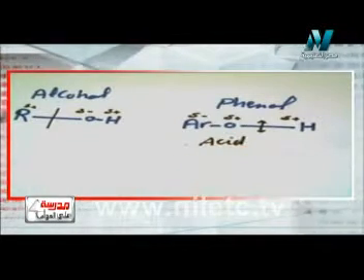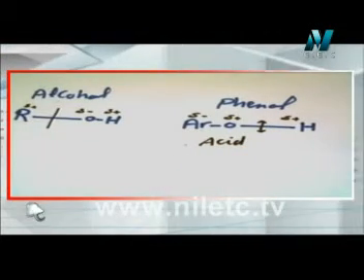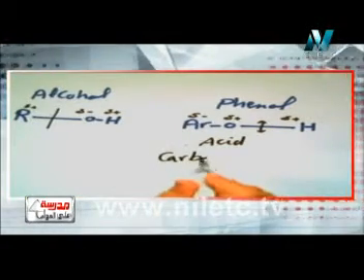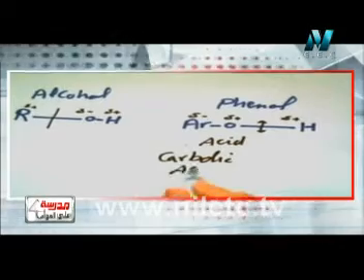So phenol reacts as an acid because it can easily lose the hydrogen. So we call phenol carbolic acid. It is called carbolic acid.